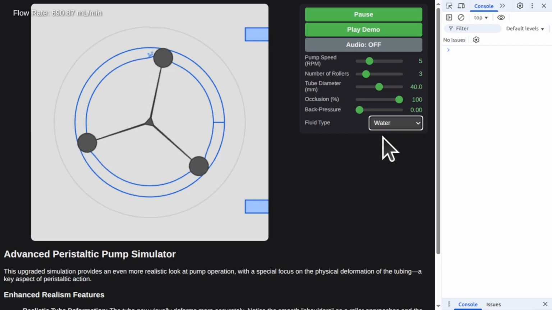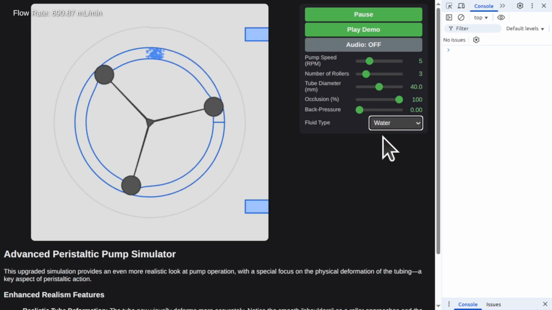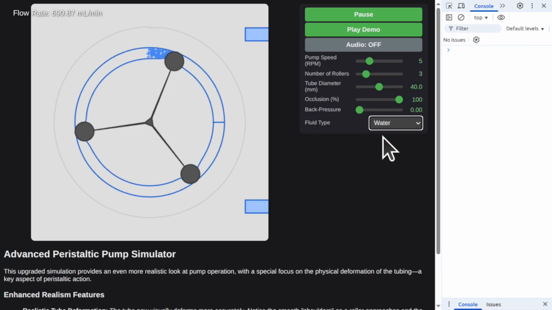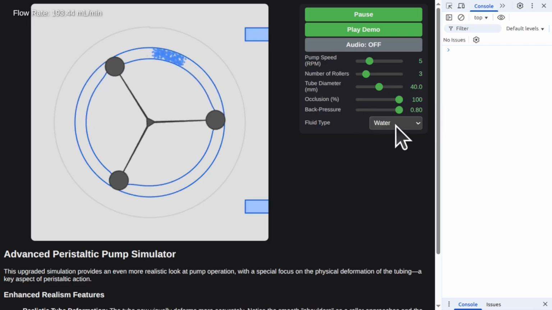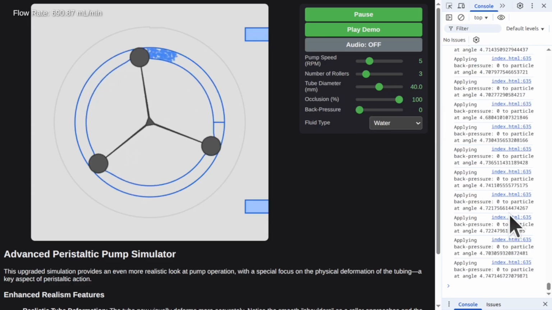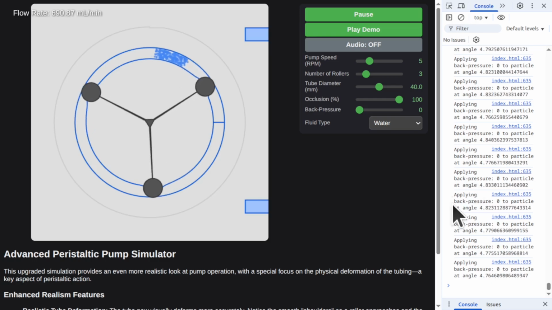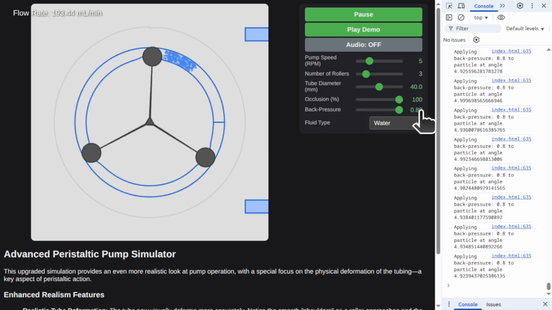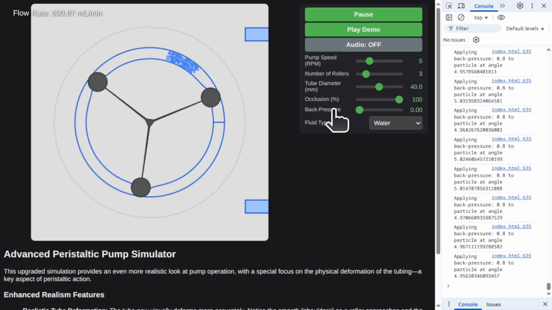To debug this issue, we can add console messages to verify that the back pressure value is being updated and applied correctly in real time. Made changes. I've added debug messages to log the back pressure value when it is updated via the slider and when it is applied to particles in the simulation.